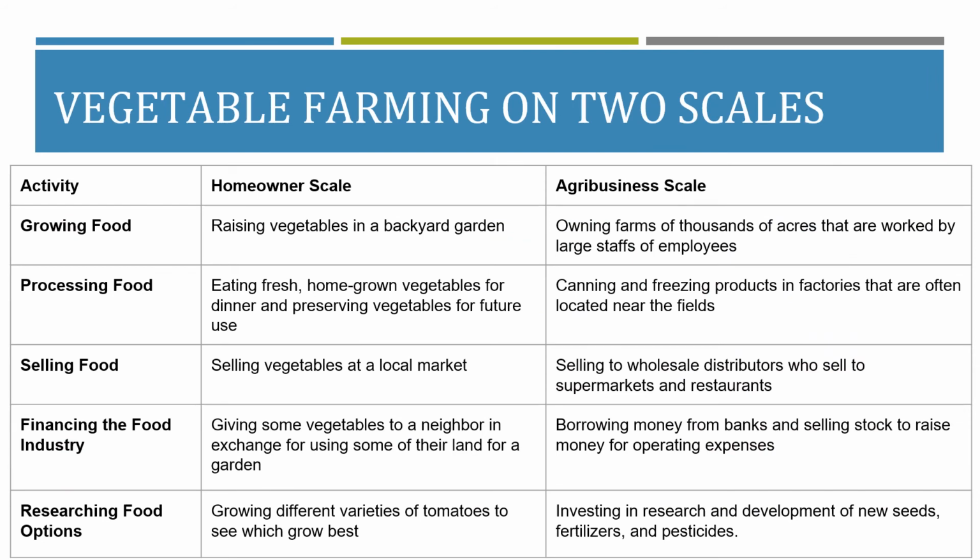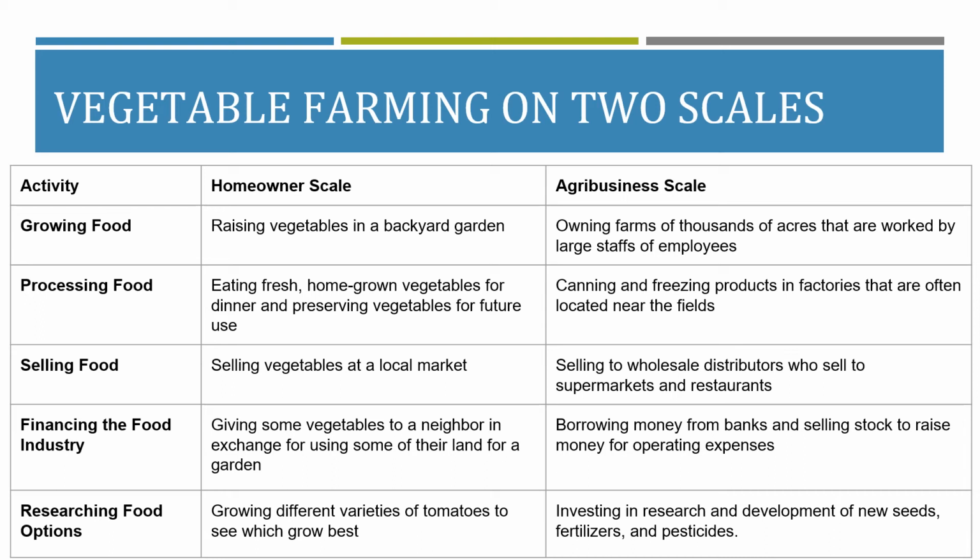So this chart really gives a good example of how things used to be done on a much smaller scale, and in some cases is still done in certain places, versus how most of our food is grown today, which is really the agribusiness scale. On the homeowner scale, you're growing food, raising vegetables in your backyard garden, whereas the agribusiness scale would be owning farms of thousands of acres that are worked by a large staff of employees.